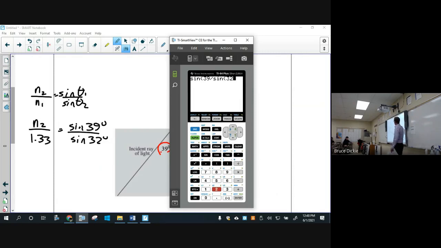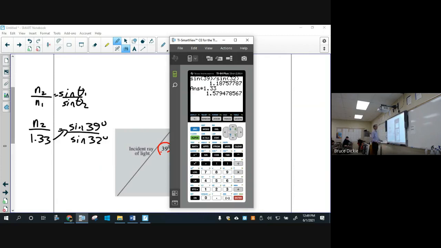Yeah, I got to close the bracket around the 39 and around the 32. Okay, so what this does is say 39 divided by sine 32 is a number, and then I'm taking sine of that number. That's not what I want to do. I want to say sine of 39, whatever that is, divided by sine of 32, whatever that is. That gives me 1.18. Let's multiply that by 1.33 because the 1.33 goes up by multiplying.